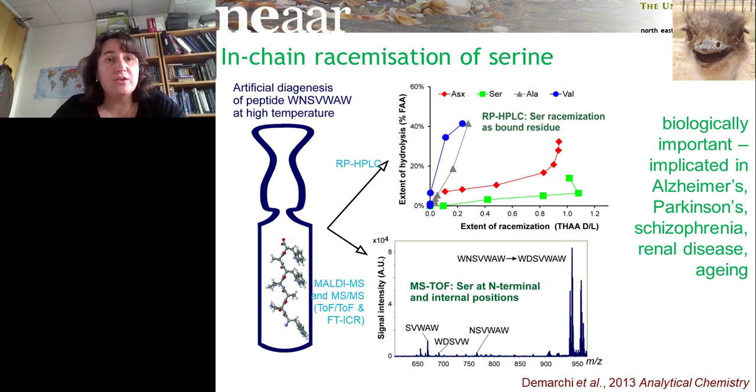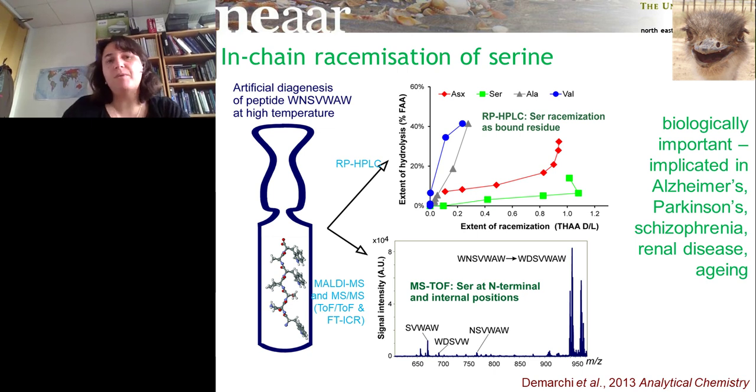We also started to see in-chain racemization of serine. This was something that had been hinted at in our previous work. By degrading this particular peptide, WNSVWAW, we were able to show that the extent of racemization followed the patterns of aspartic acid, which racemizes in chain, rather than alanine and valine, which can't racemize in chain, therefore showing that actually the serine was racemizing within chain.